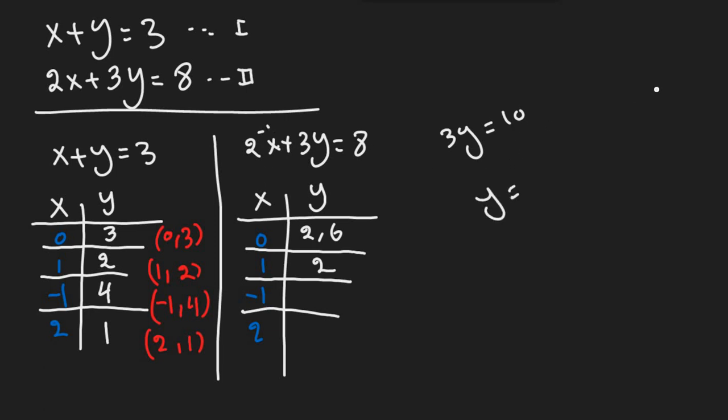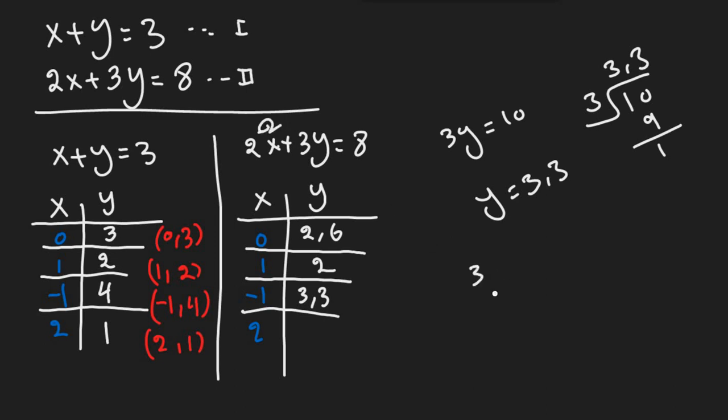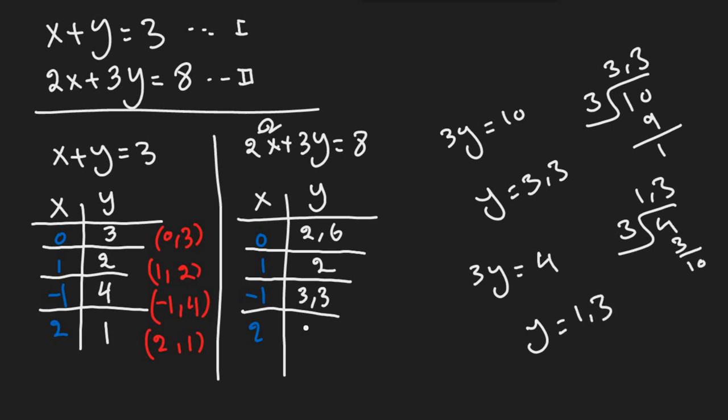Y is equal to 10 divided by 3. 3 times 3 is 9, so it's 3.33. Let's say 3.3. And then if we put 2 here, 2 times 2 is 4, 3y equals 8 minus 4, it's 4. Y is equal to 4 divided by 3, which is 1.3 approximately.